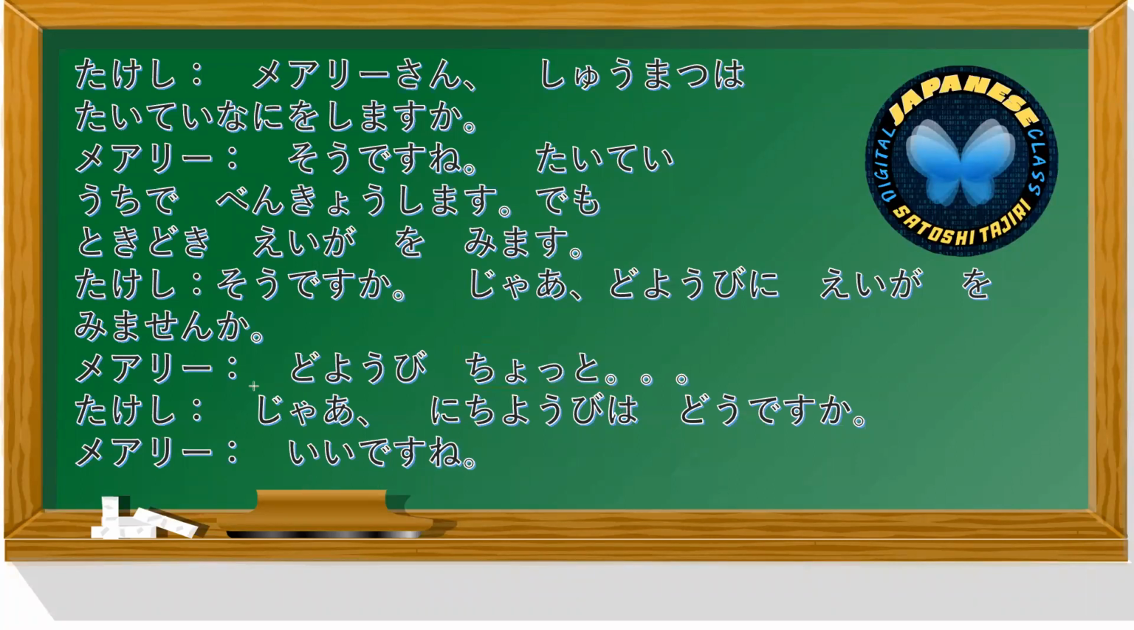Then we have ja, Nichiyobi wa do desu ka? We have ja, which is more of an interjection. Well then, how about Sunday? The word Nichiyobi means Sunday. Then we have wa as our topic marker. When we say do desu ka, it means how was it? So we're saying here, how about Sunday? Then Mary said, いいですね.